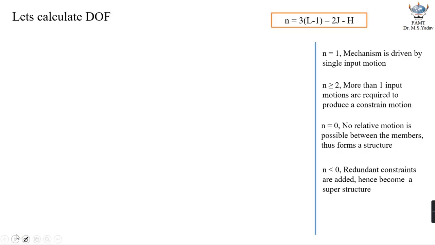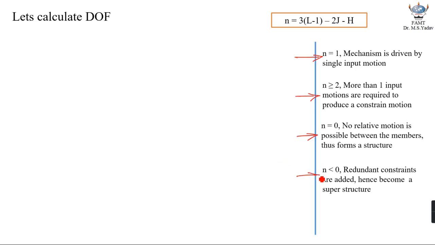So let us try to solve some problems on degrees of freedom. Once you get the number of degrees of freedom, you will have to interpret that particular number. So if n comes out to be equal to 1, then your interpretation must be that the mechanism is driven by a single input motion. If the value of degrees of freedom comes greater than or equal to 2, then your interpretation must be that more than one input motion is required to produce a constrained motion. If n is equal to 0, then no relative motion is possible between the members, thus it forms a structure. That must be the interpretation.